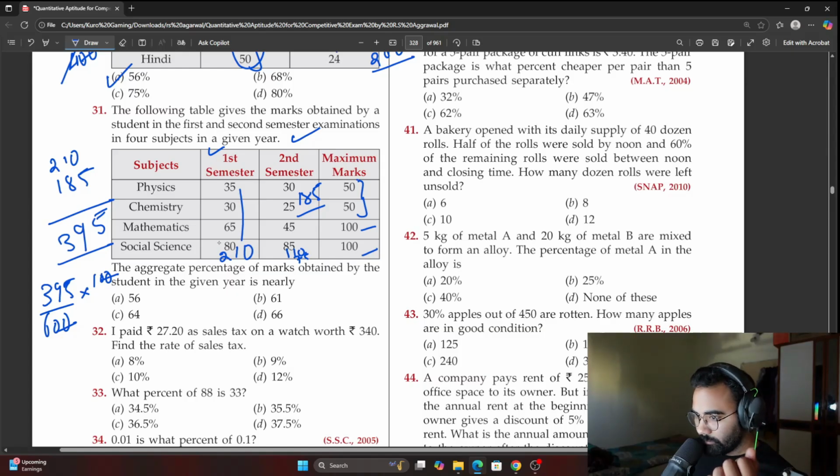All right. Again, they're asking this nearly. Let me just calculate nearly, okay? 6 6s are 36, okay? 35, 6 5s are 30, 50, 6 8s are 48, 65.8. So I think it should be 66. They've also given 64 in the option, but since they're asking nearly and we're getting 65.8, if you round that off, it is 66. All right.